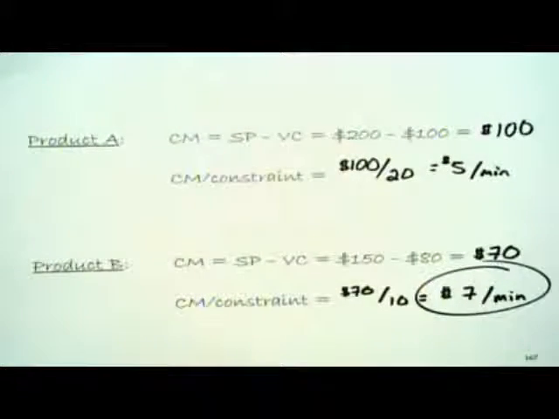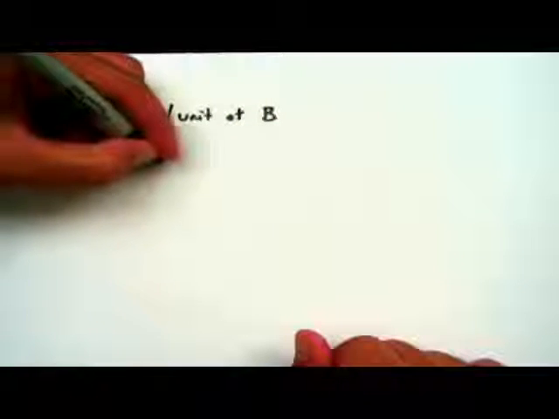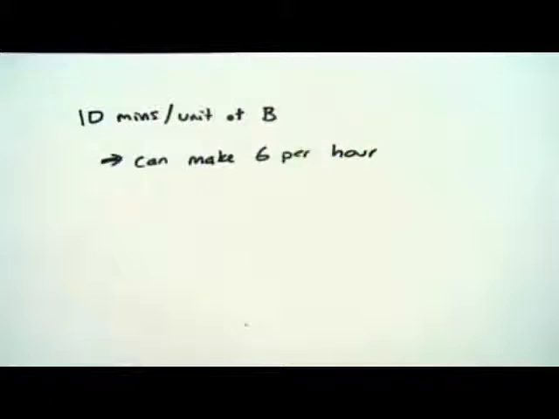So coming back here, how many of B are we going to make? Well, it tells us that the maximum number of production hours available is 10,000 hours. Let me get a blank sheet here real fast. It takes 10 minutes per unit of B. So does it make sense that we can make 6 per hour? Give it a second to think your way through that. 60 minutes over 10 minutes per unit is going to be 6. So we can make 6 of these every hour.